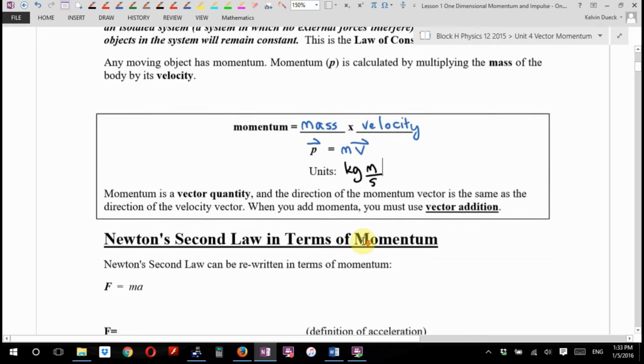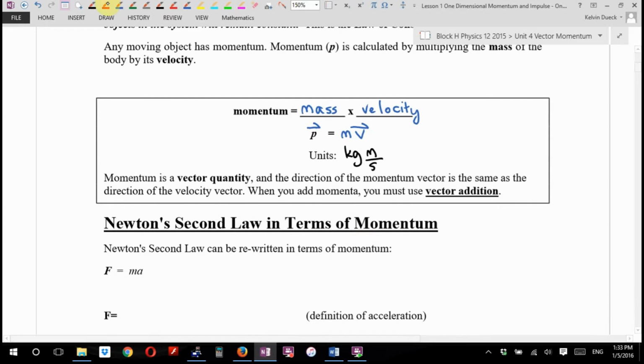Okay. Here is the key idea, though. Good segue, Josh. Momentum is a vector quantity. The direction is the same as the velocity, because mass is a scalar. When you add momenta, you have to use vector addition, which means either positive is forward and negative is backward, or if you see angles, tip to tail and components. Okay.